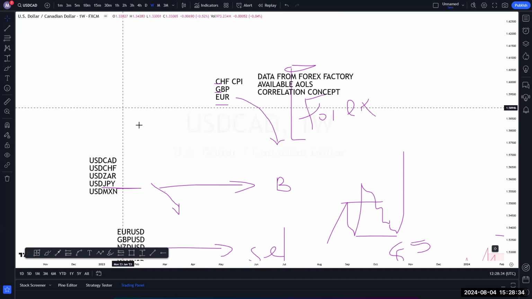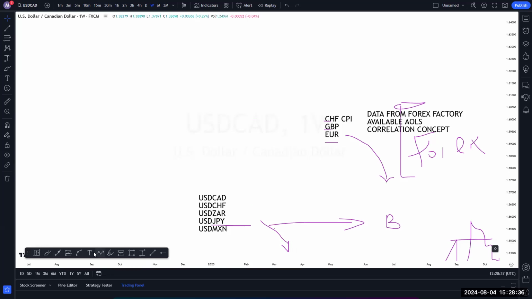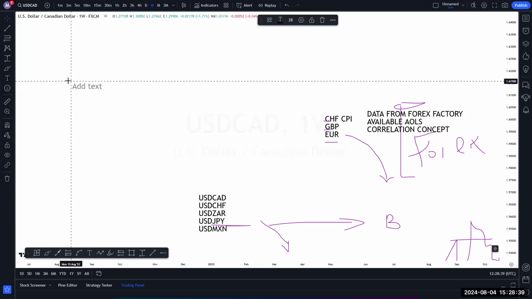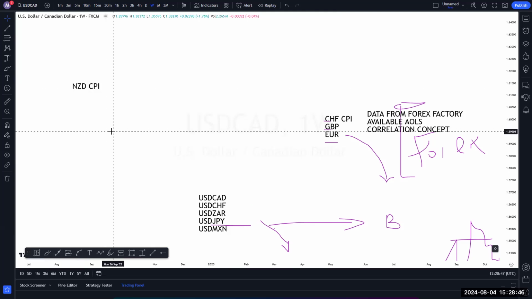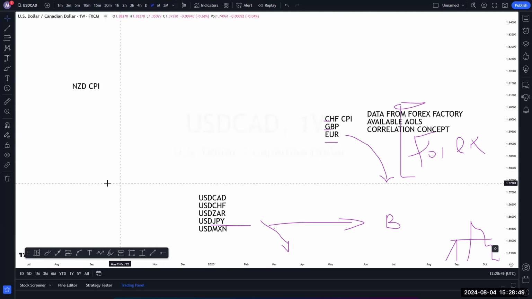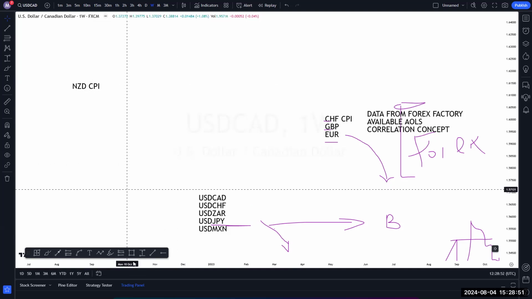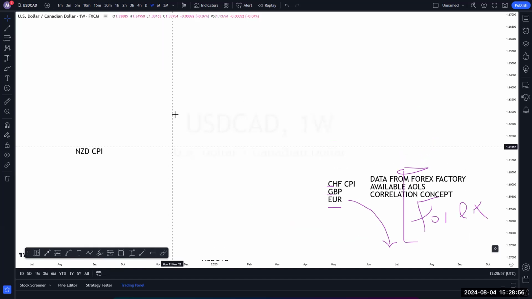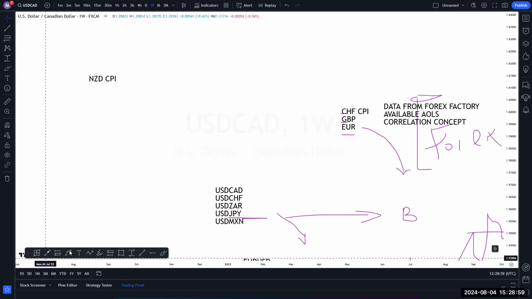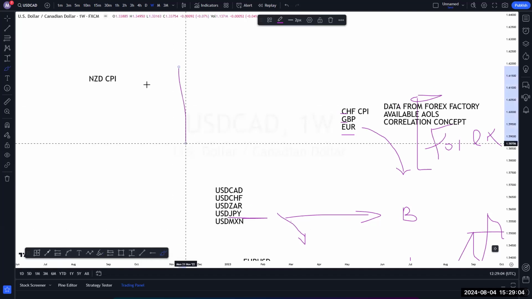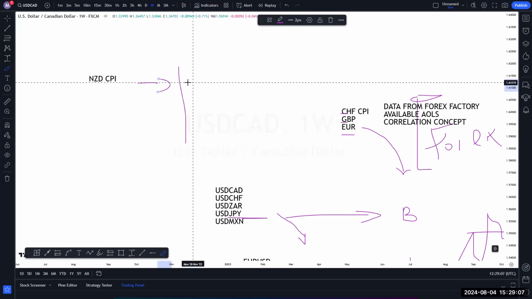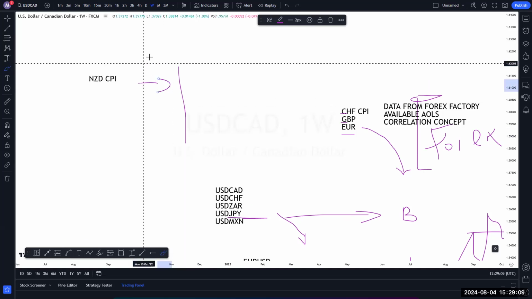Like when you have NZ CPI. Now you are based on the data available. You will go on the Forex Factory, because now on the Forex Factory they always print the previous data and the forecast. So you can, based on the previous data and the forecast, first guess where price is going to go, because we use the previous data that occurred in the last month.